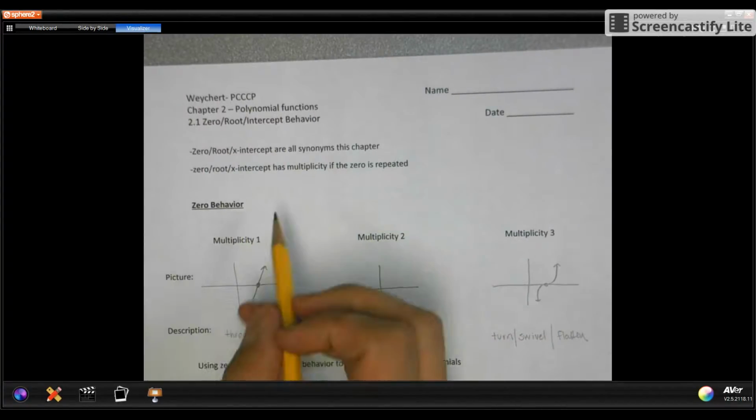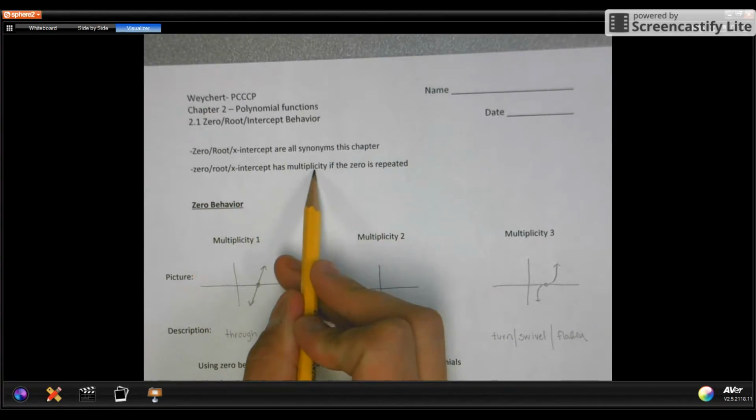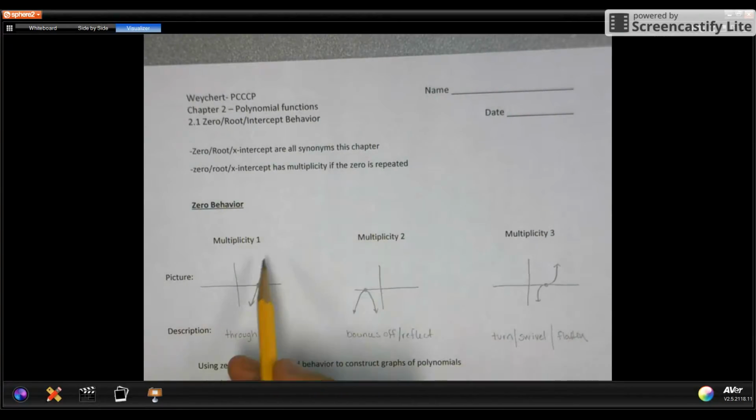Okay? We can also talk briefly about multiplicity. That's just how many times the zero is repeated. That tells us what event is occurring at the zero. So here we can see a zero with a multiplicity of 1. I've got both a picture and a description. So we can see that the graph goes through that point on the graph. So here, if we have a zero, my graph goes through it.